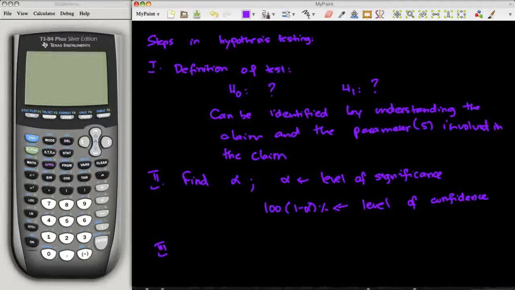Step 3, you find the test statistic. The test statistic is just a formula. It's going to vary from one test to another, but you just have to refer to the textbook to use the right formula.